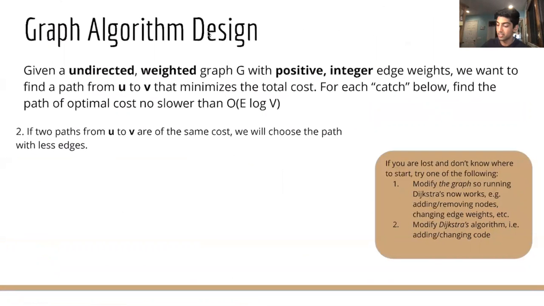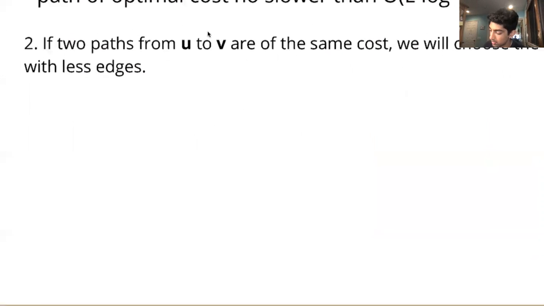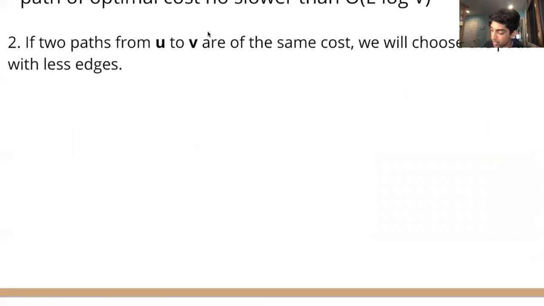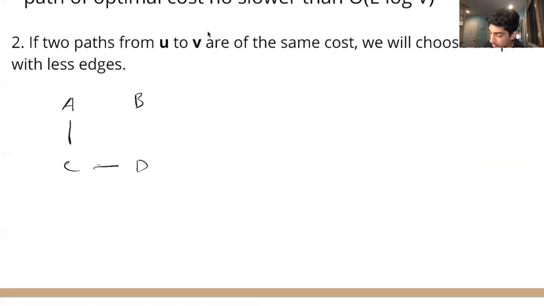So next part. If we have two edges from U to V of the same cost, we want to choose the path with less edges. So quick example. What this is saying is that if we have two edges of the same cost, let's say we have A, B, C, and D. This is 3, 1, 1, 1, right? Since both of these paths to get from A to B are the same weight, we would want to choose the path with less edges, which would mean we would rather choose the AB path.